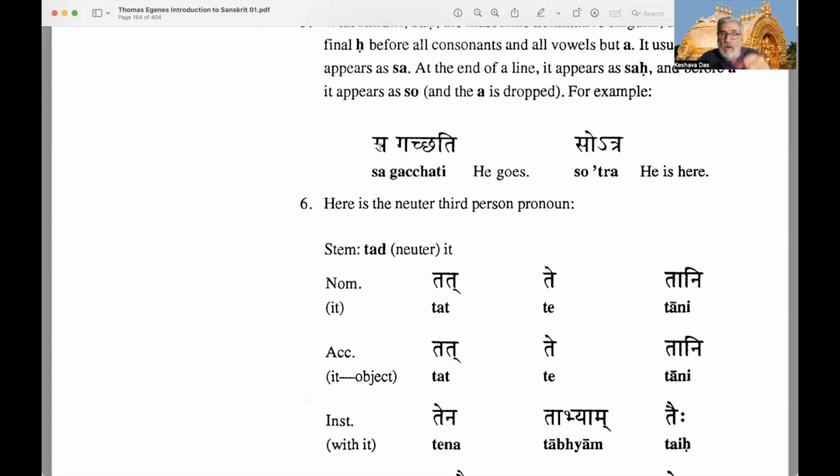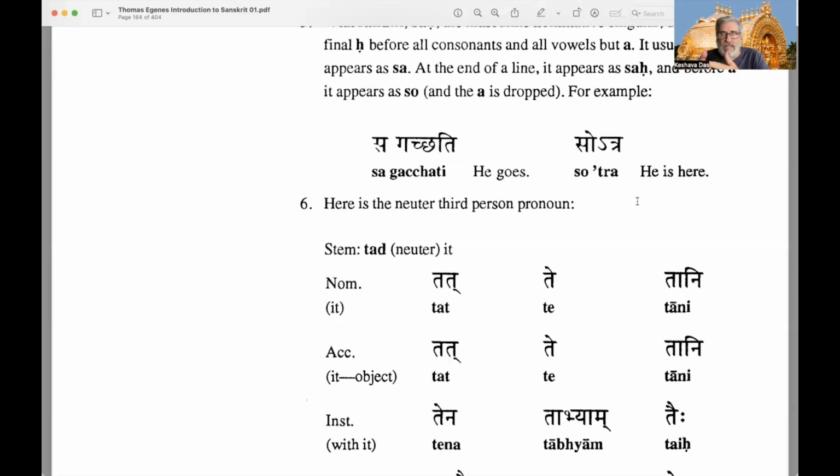So sa gachati. If we want to break this sandhi, it becomes saha gachati. When we make the sandhi, we drop the visarga, and it becomes sa gachati. He goes. Right? Now, let's look at another one.